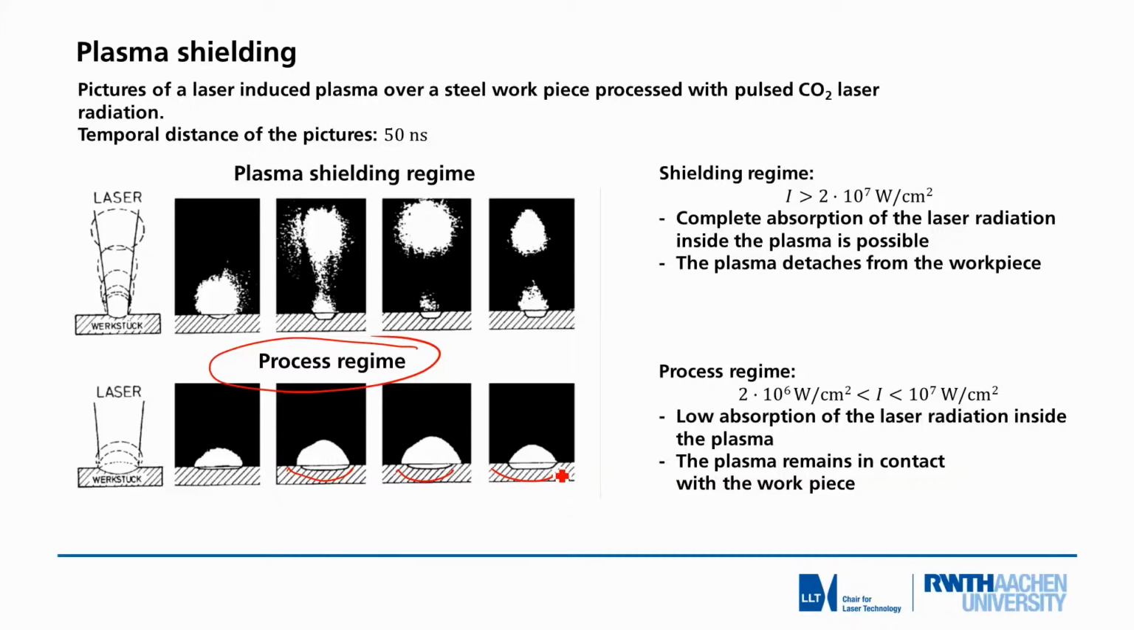In the upper picture, you see a different case at higher intensities. If you use CO2 radiation and increase the intensity over about 2 times 10 to the 7 watts per centimeter square, we get an absorption in the plasma which ultimately leads to a detaching of the plasma from the surface. It just moves off the surface and absorbs practically all the energy in this plasma, and practically no energy will come to the surface. Of course, this is a mode which we like to omit, which we do not want in material processing. So for welding and cutting applications, we stay under the critical value of 2 times 10 to the 7 watt per centimeter square.